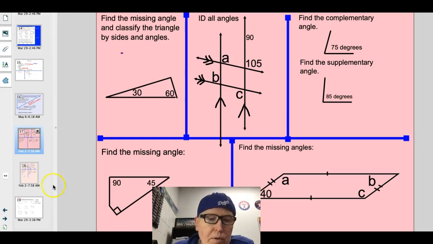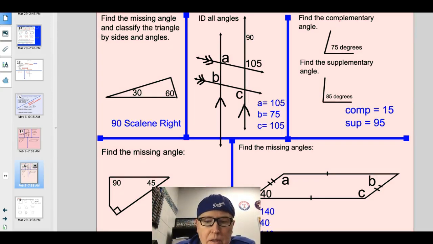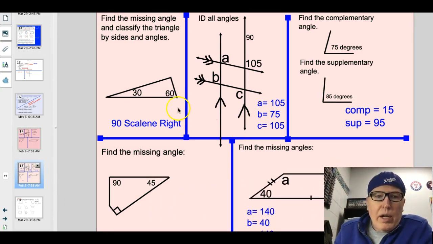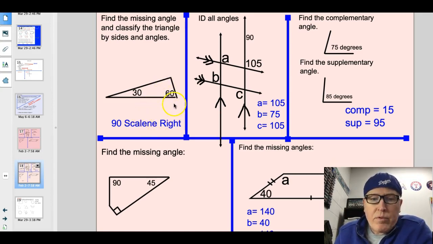All right, let's run through the review. Get back over here into the corner. All right, finding the missing angle here. Well, if this is a 30 and this is a 60, that's 90 degrees. That means that this here is going to be a 90-degree angle also. So this is a scalene right triangle. 3 different angles, 3 different length sides.